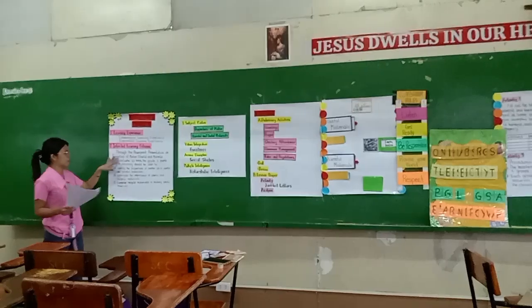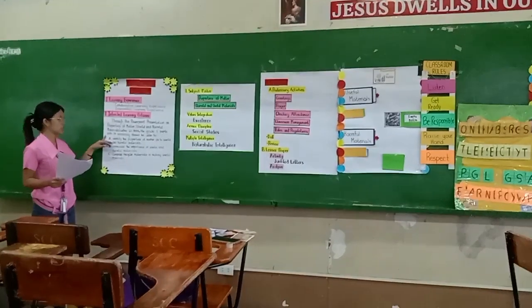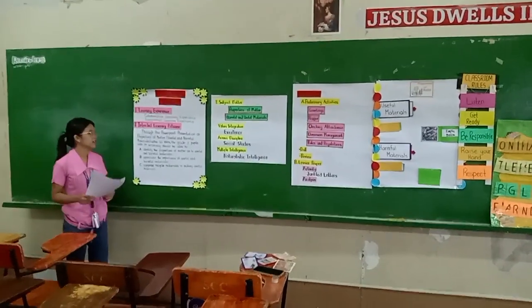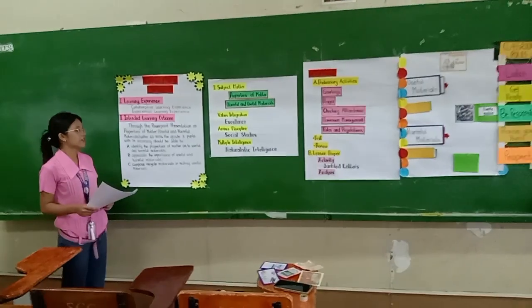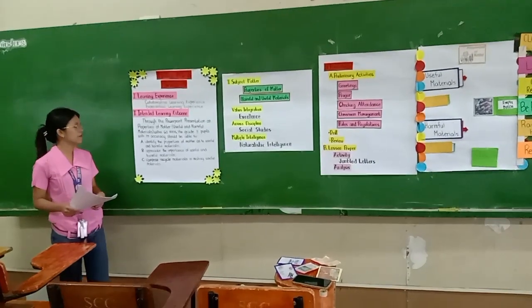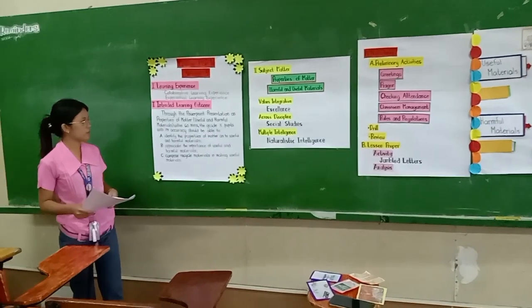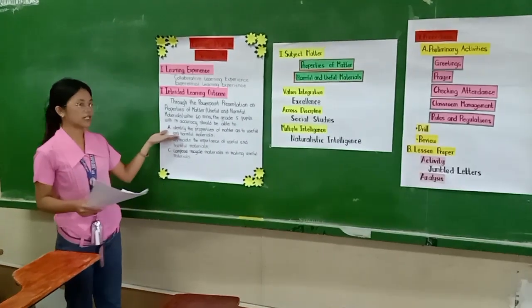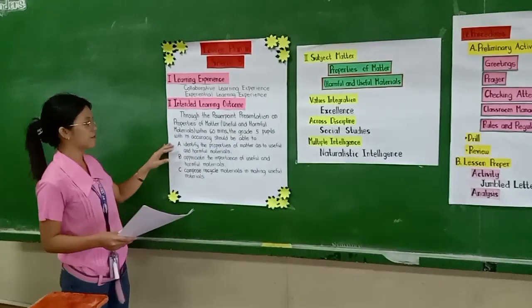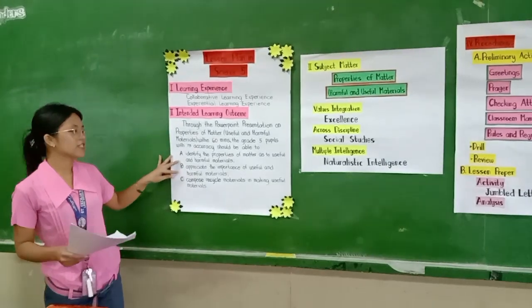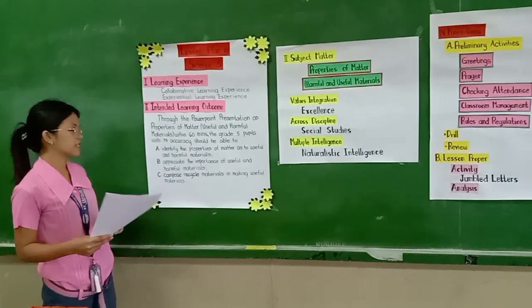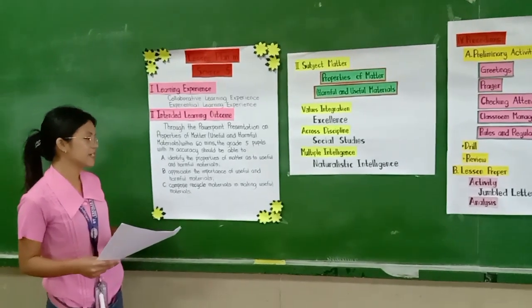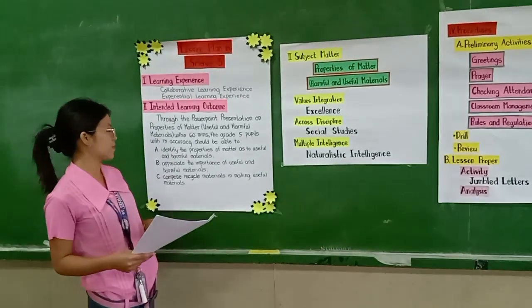Our learning outcome is, through the visual presentation on properties of matter, the useful and harmful materials within 60 minutes, the grade 5 pupils with 75 accuracy should be able to identify the properties of matter as to useful and harmful materials, appreciate the importance of useful and harmful materials, and compose recyclable materials in making useful materials.